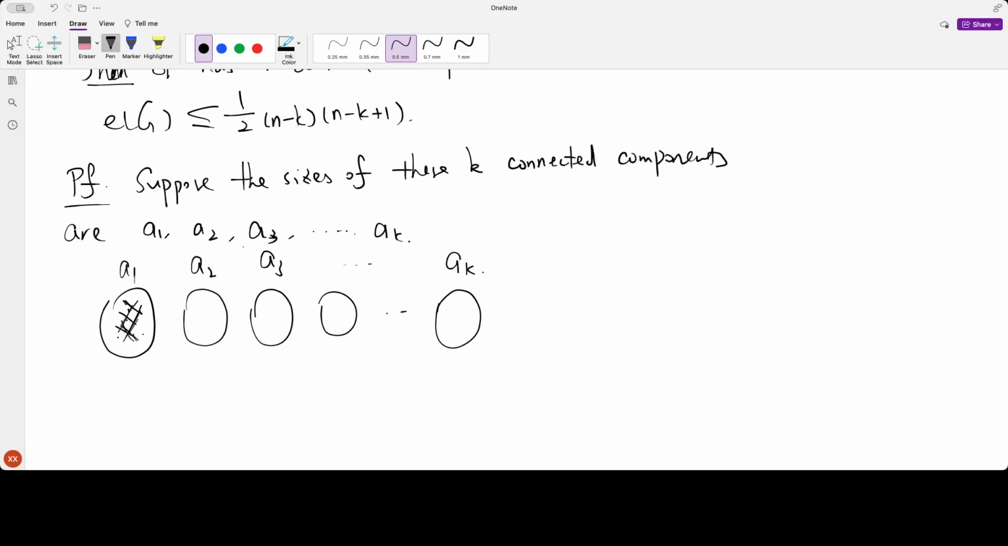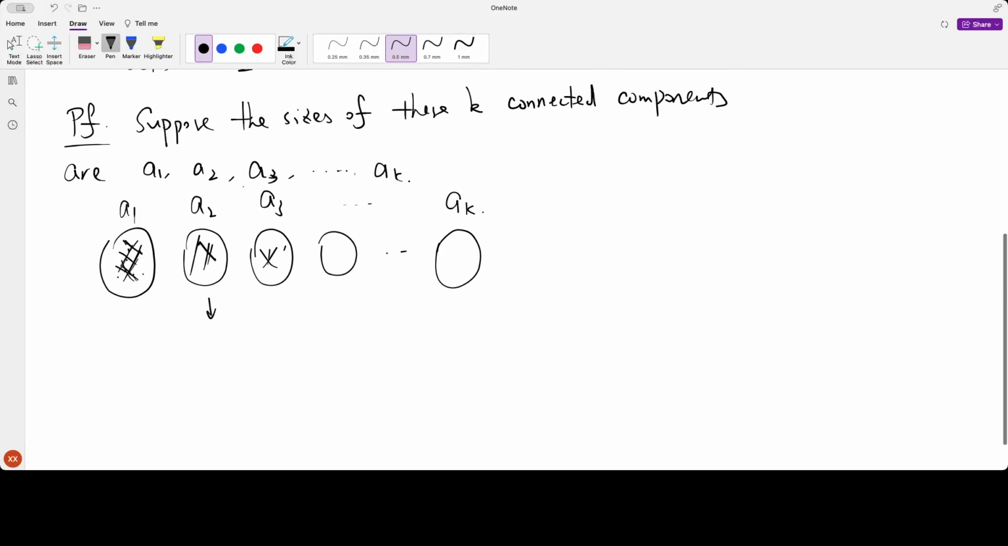here this part has A2 vertices, and it's not a complete graph. Then you can add more edges such that it becomes a complete graph, and then your graph has more edges in total, right? So in the end, we can make every part a complete graph, but we cannot add an edge between two parts, because otherwise we make it connected. So it violates our assumption that all these parts are connected components. They are not connected with each other.